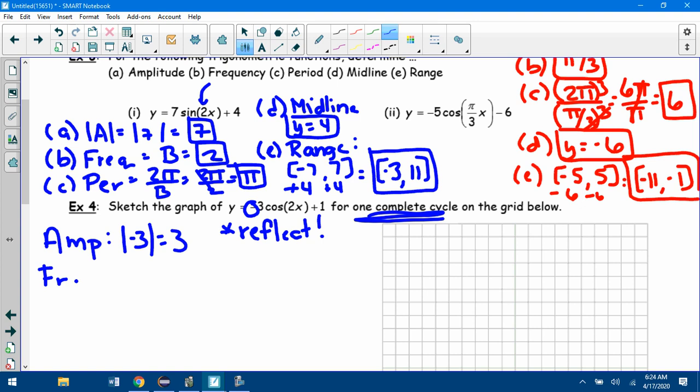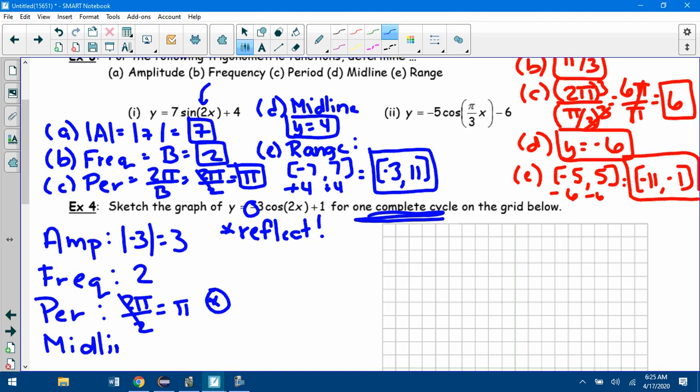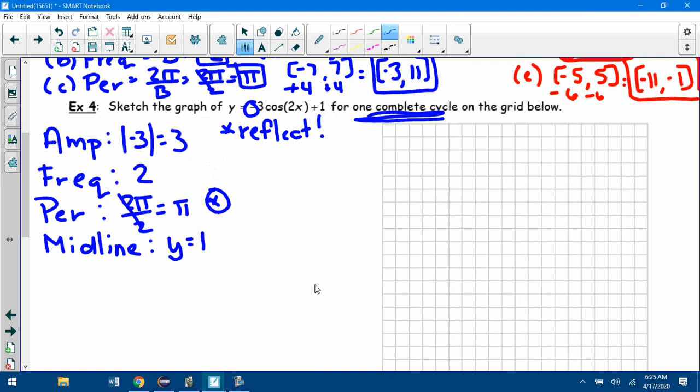Frequency is 2. So if I went from 0 to 2 pi, we'd see 2 cycles. I only want 1 cycle. So what helps me more is the period. 2 pi over b, 2 pi over 2 is pi. That's going to be important. Midline, new piece of today, is y equals 1, because we're going up 1. And the range, although it's not going to really help us graph it, it'll help to make sure your graph is right at the end.